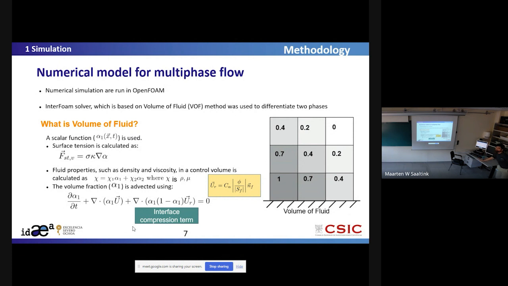So this interface compression term is kind of like a logistics term, right? Yeah.